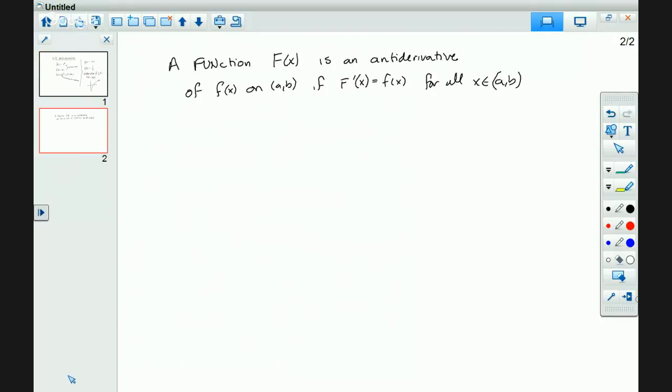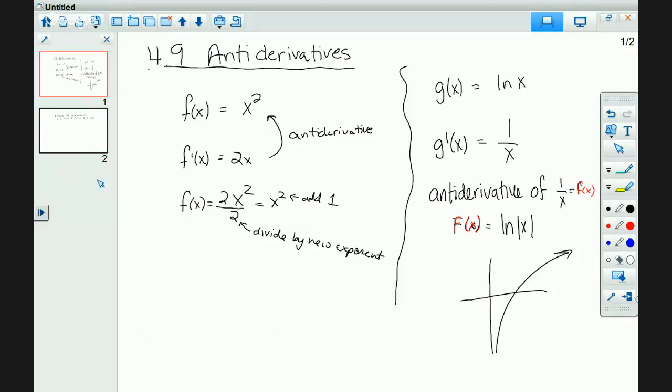It says F prime, big F prime, is equal to f, right? So if you take the derivative of big F, it's 1 over x, correct? That's the relationship this is pointing out. That makes sense.